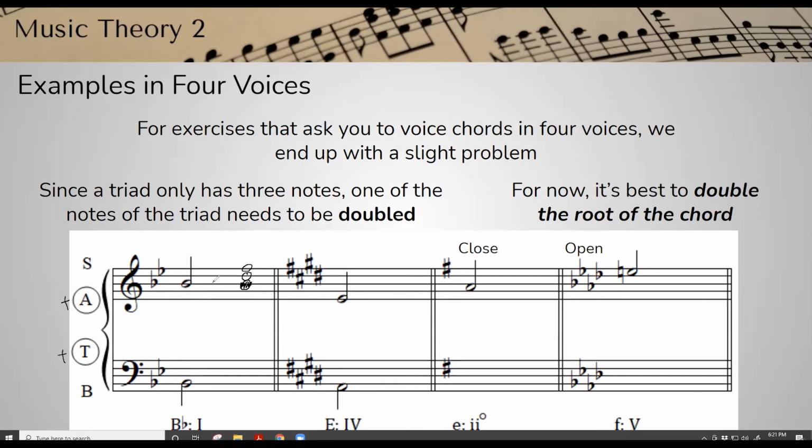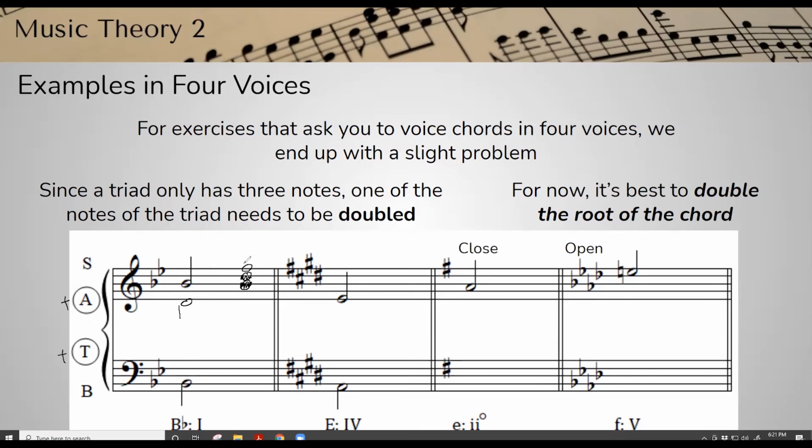Well, let's see if we can put the D in our alto. So let's voice that here. Okay, and that fits our rules fine because that's within an octave of our soprano, right? And it's within the range of the alto, so that's fine. So we got a home for that.